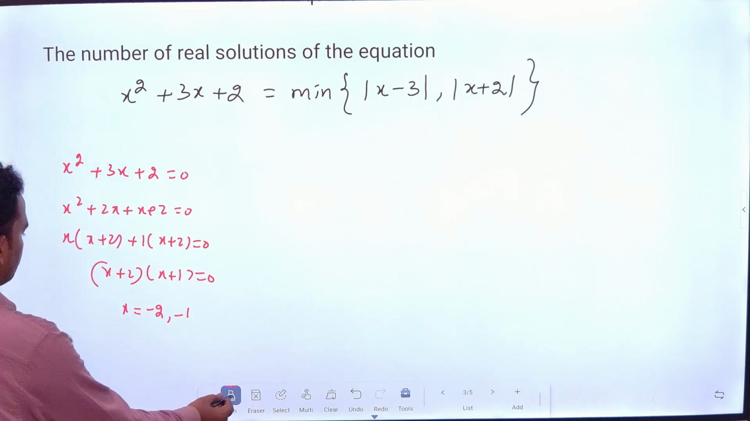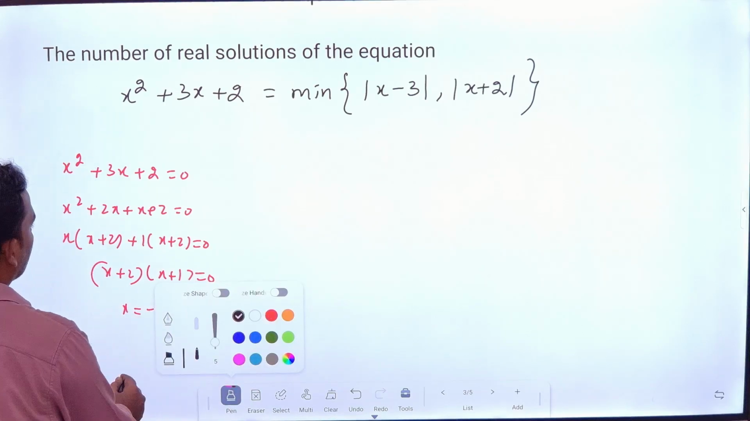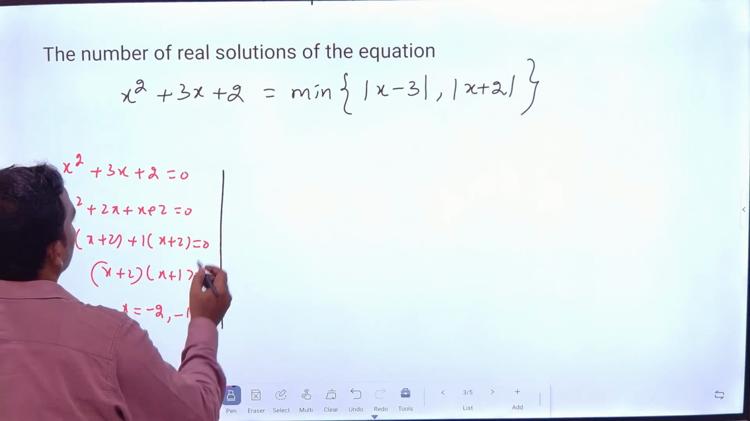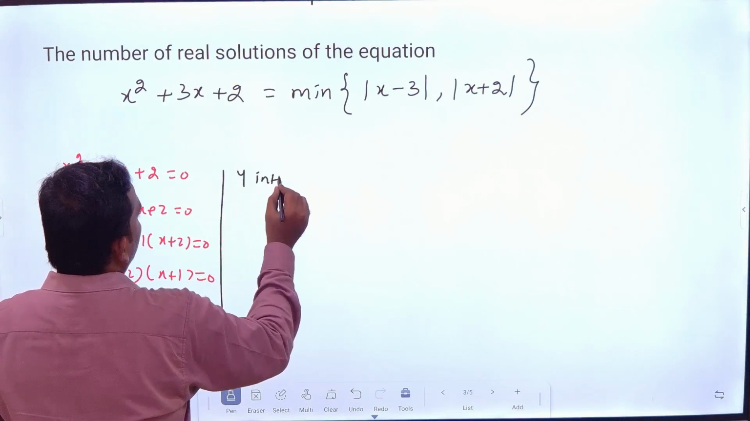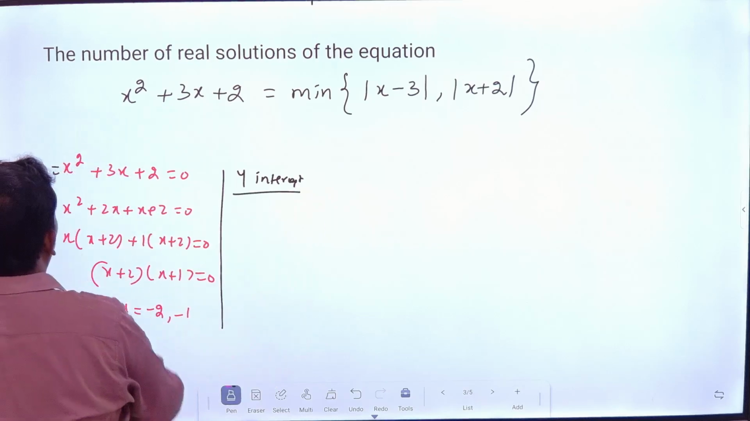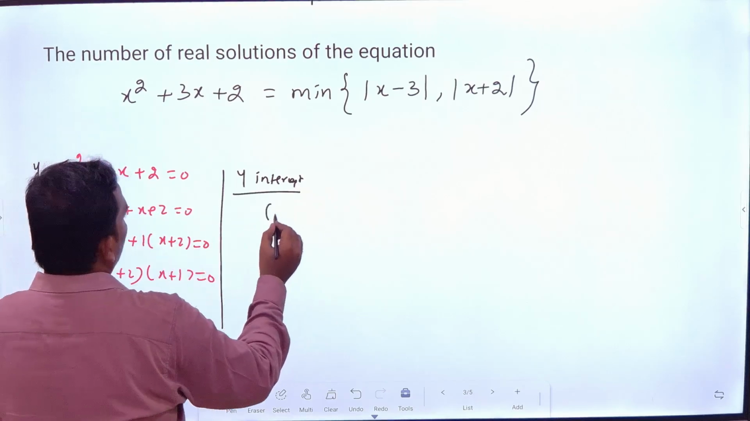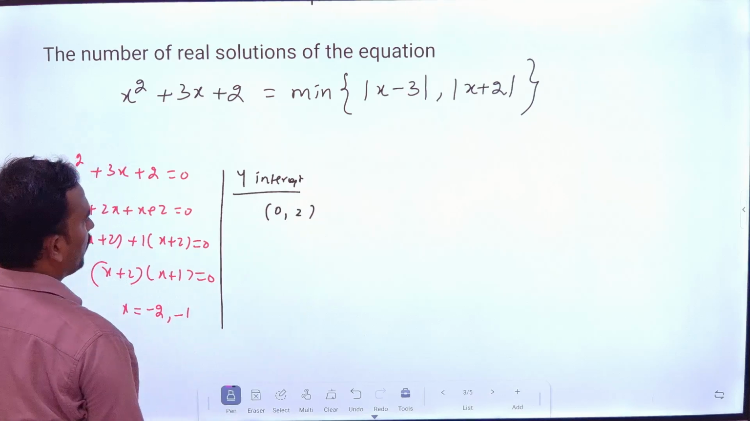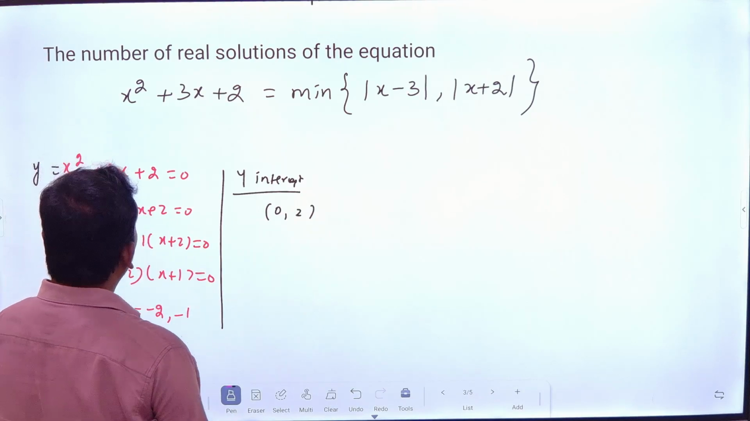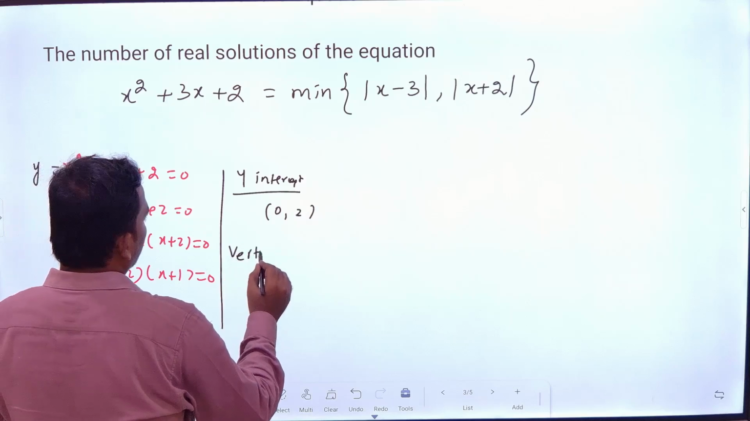Next, where does this graph cross the y-axis? That is the y-intercept. How to calculate the y-intercept? Let's take this as y. Put x is 0, then y will be 2. So the y-intercept is (0, 2).